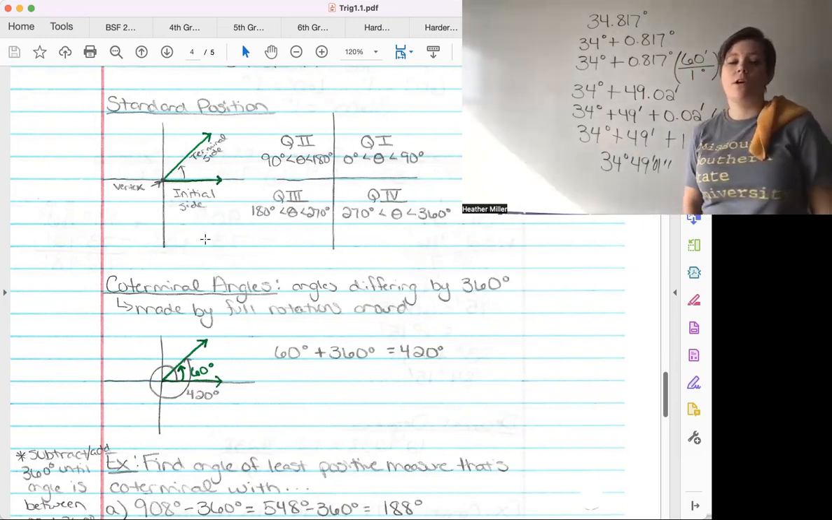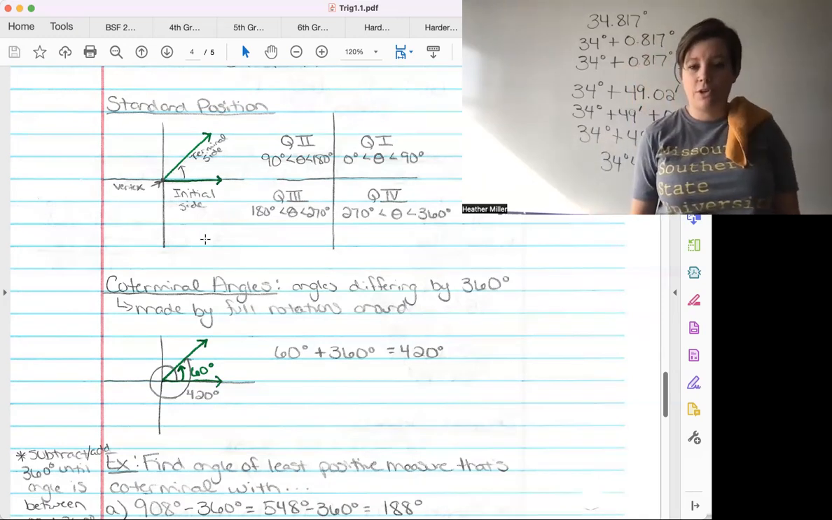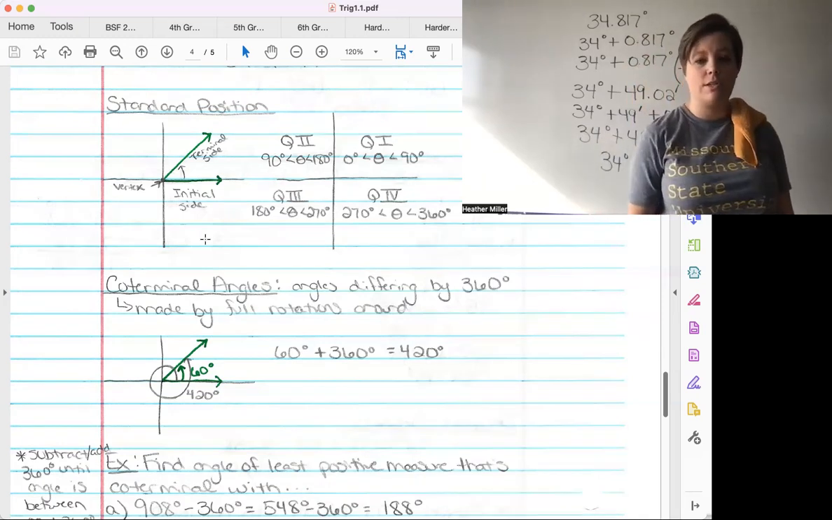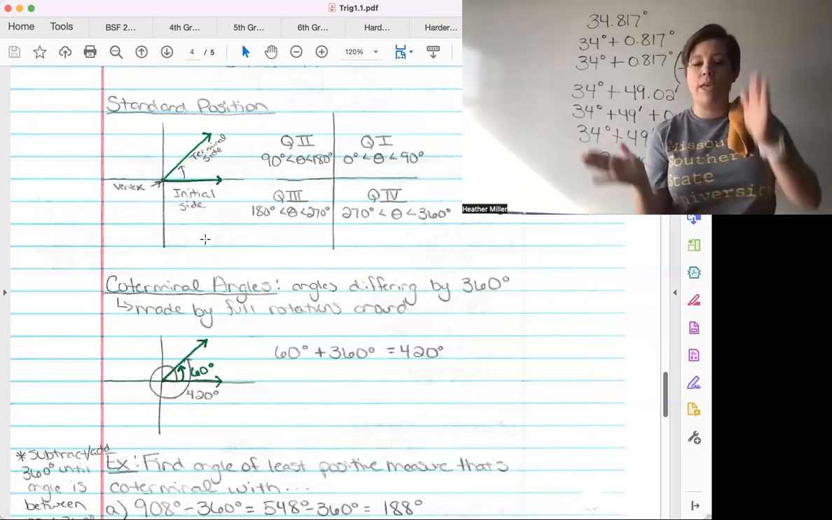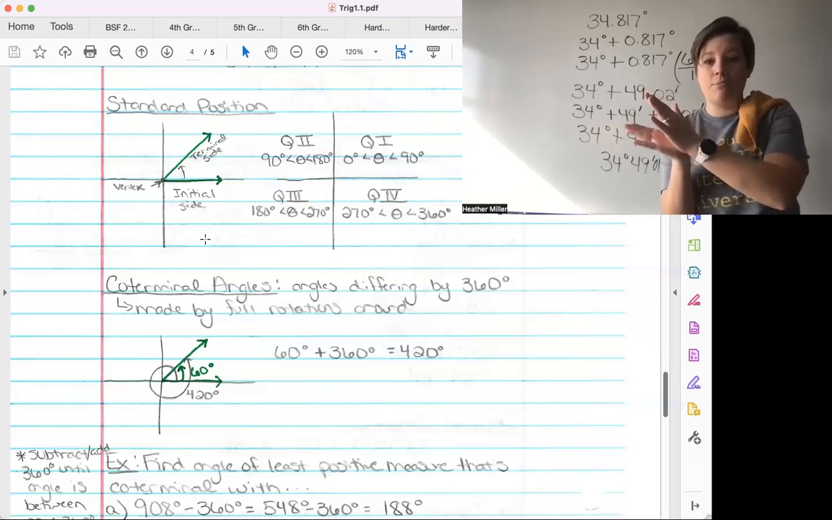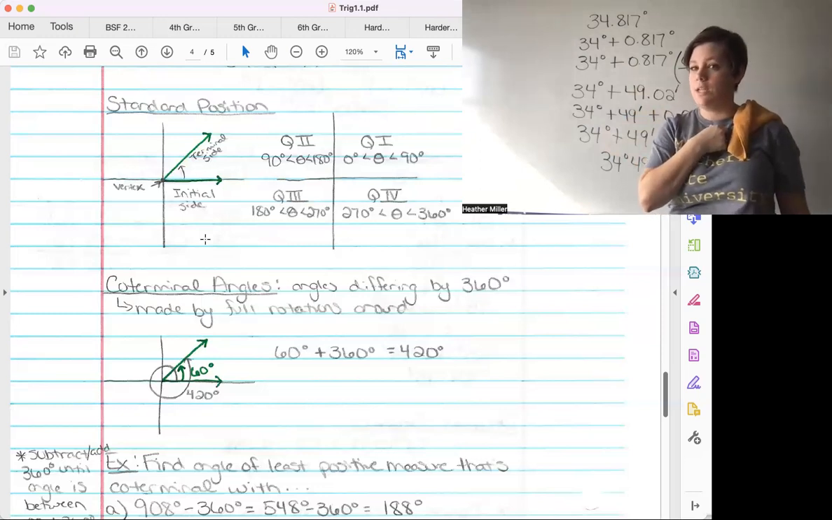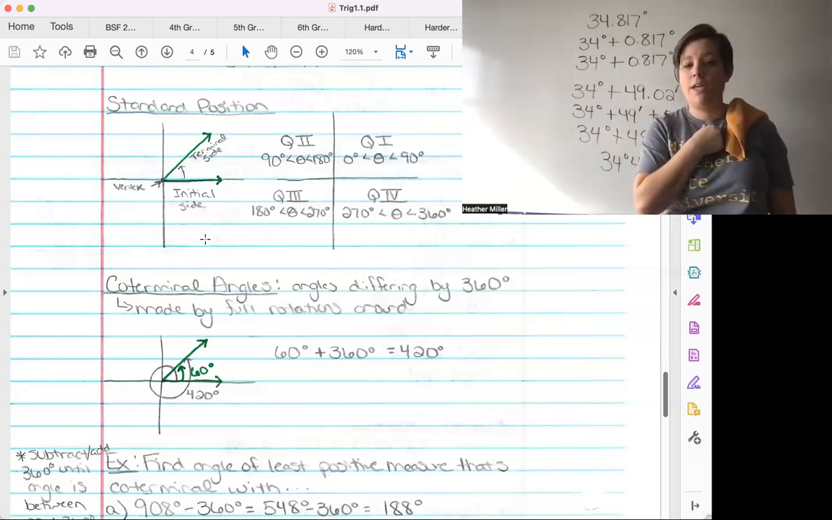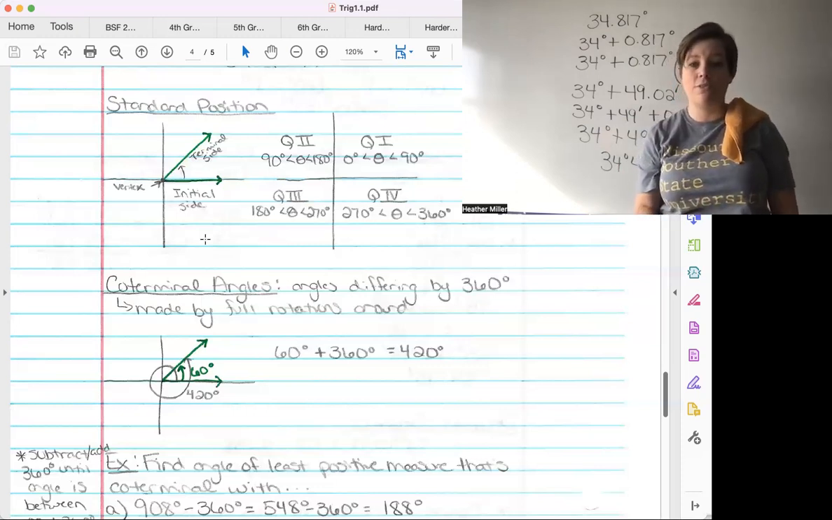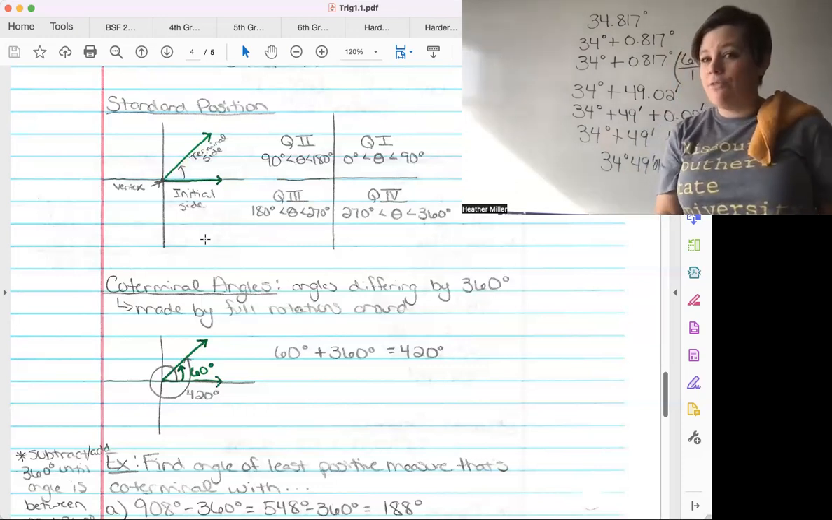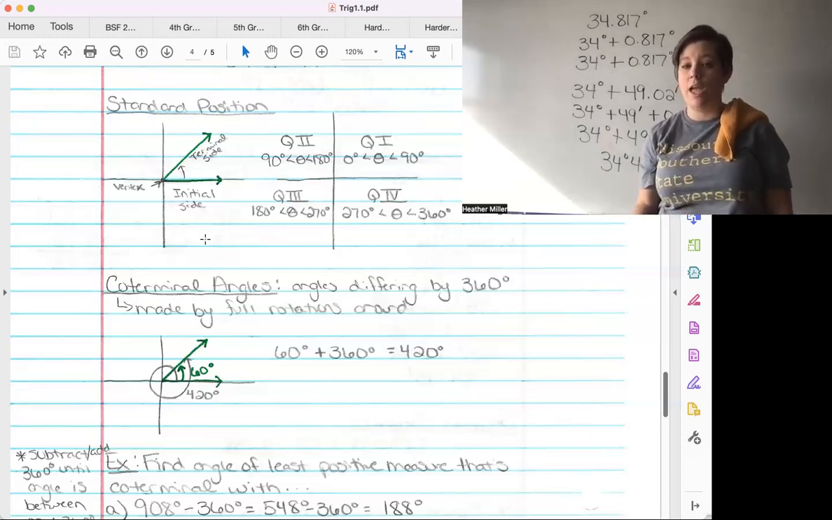There are also things called coterminal angles. Those are angles that differ by 360 degrees. That means they make full rotations around. So we have an angle, but I'm telling you that we went around the circle a couple of times to get there. If I tell you that we have 60 degrees, I may want to know, what is a coterminal angle of 60 degrees? There are actually infinitely many coterminal angles that line up with our 60-degree angle.